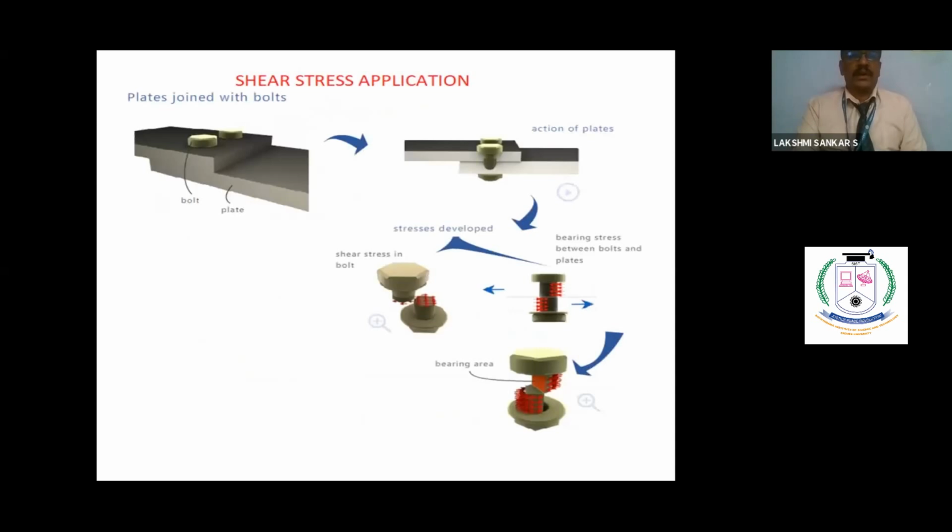So it is a practical application where two sheets are joined with bolts. There are different techniques available like welding, riveting, and so on. When the pull is applied after the bolt is fixed, it is likely to fail by shear. That is what we noticed.